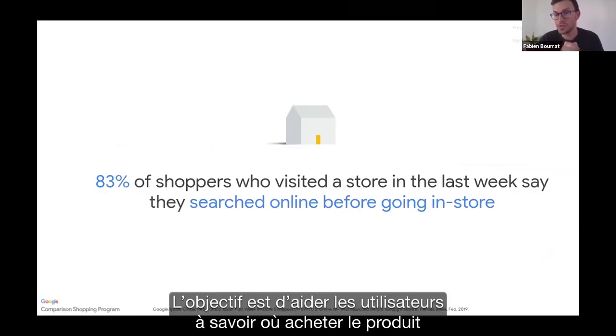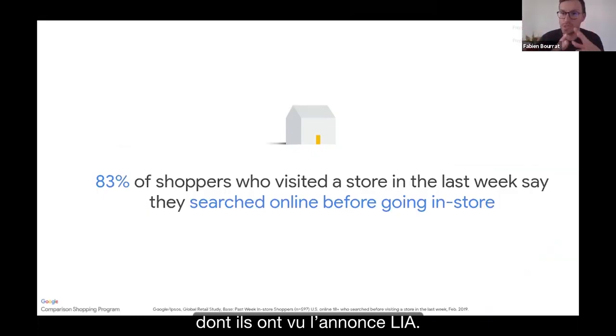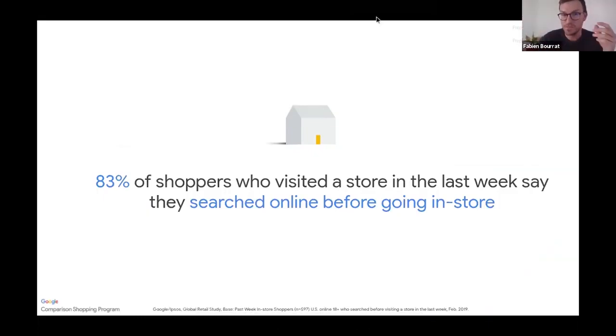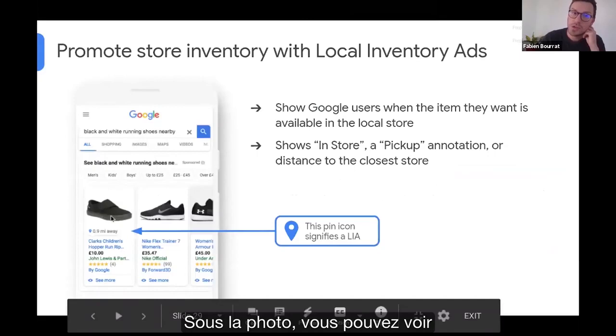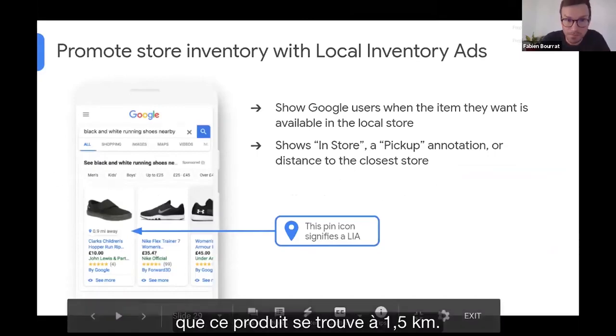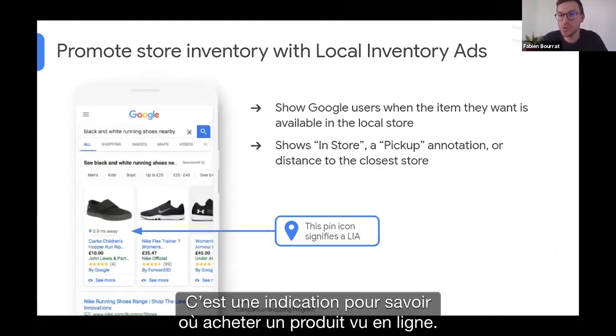And the goal of local inventory ads is to help users know where they can purchase the product they saw on the local inventory ads. This is how it looks. You can see below the picture that it says 0.9 miles away. This is an indication to the user of where they can actually buy the product they see online.